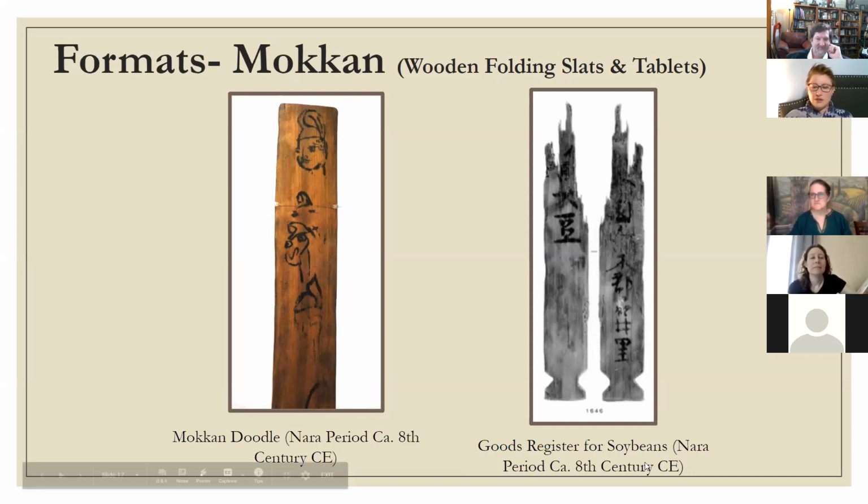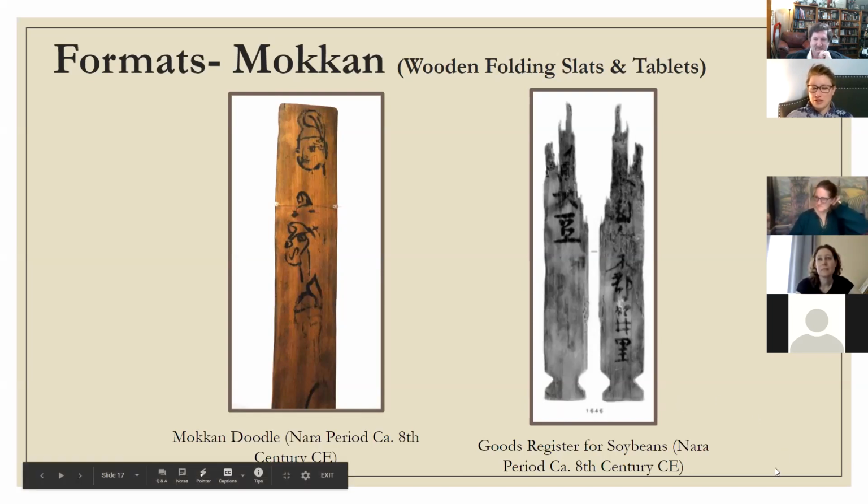Now, we were talking about the grooves and how they're really interesting in how they're bound, and this is a great example. And it's just a goods register for soybeans. Nothing super special, but it's really cool. You can see that example for how they were bound together.